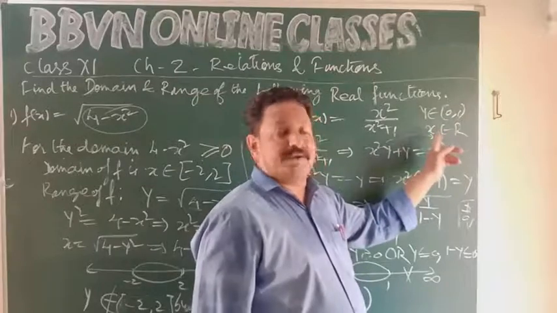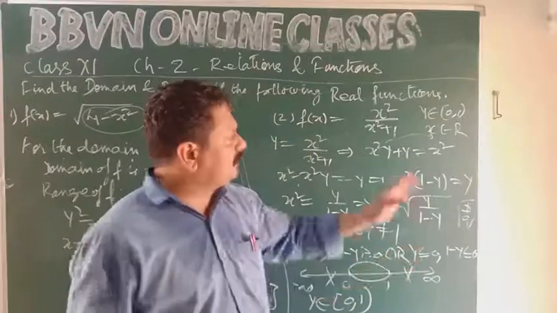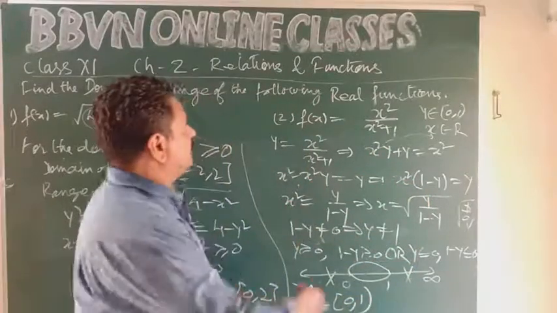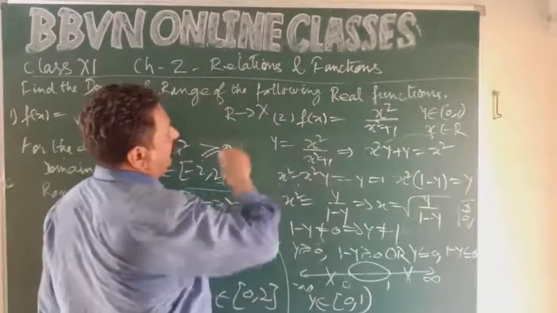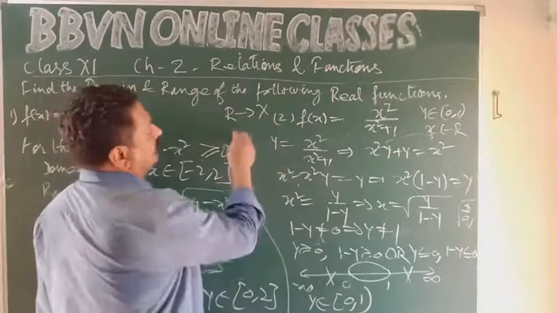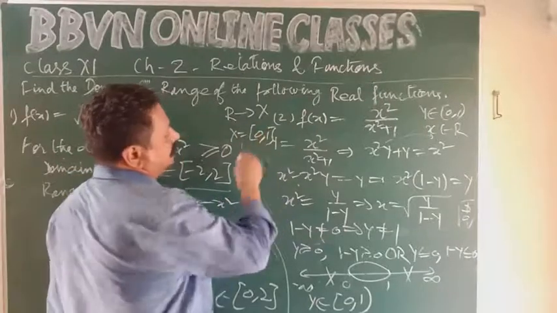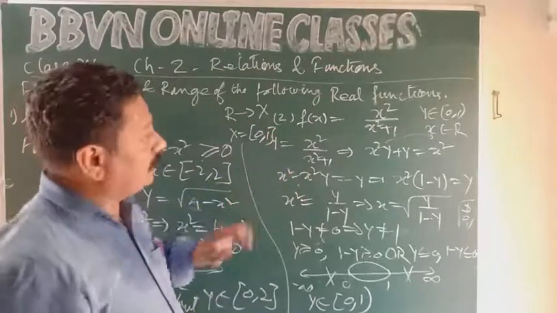And the domain is x belongs to R. X is any real number. Consider any real number here. So you can say this function maps R to X. X is a set. What is X? X is the interval 0 to 1. Got it? So this is the domain and range of the real function.